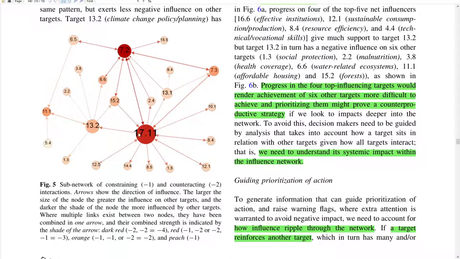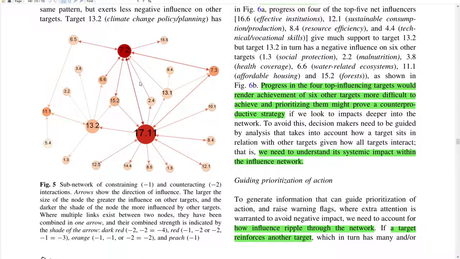Again, likewise, the smaller the circle, the less influence it has over others. And the bigger the circle, the more influence it has over others. Like 17-11, it has influence over 2-4, 13-11, 7-2, it's bidirectional. It has influence over 12.5 and 13.2, 14.4, 8.5, 1.5, 12.1. Again, another bidirectional link along with 8.4, as well as 10.1. So the bigger the influence on others, the bigger the circle.